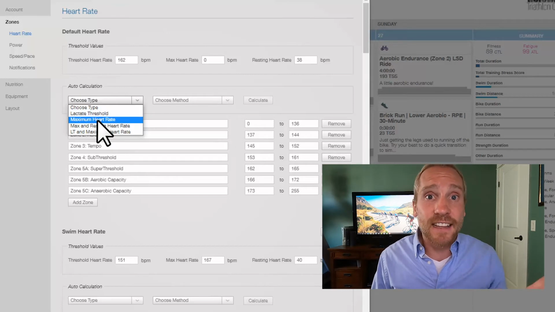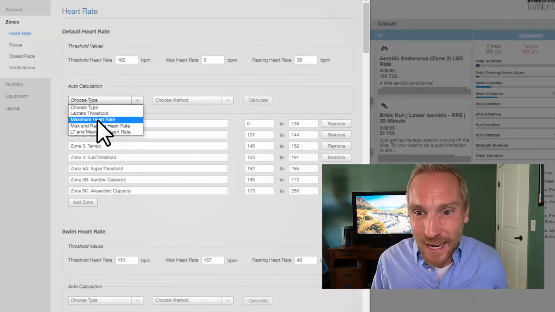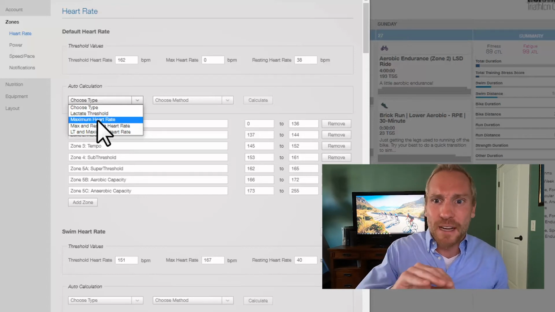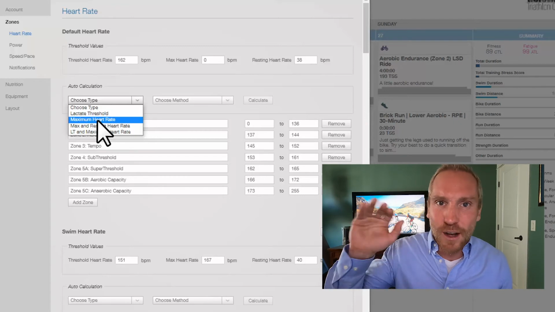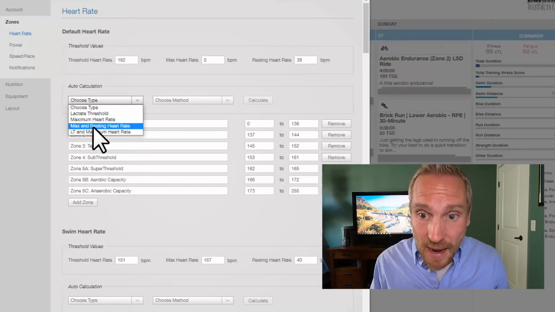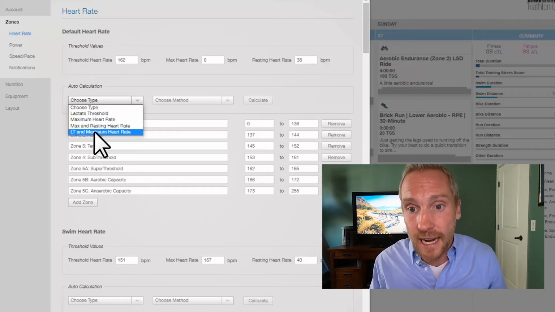Maximum heart rate is fine, but man, it's a painful test to do. Basically, you do intervals at your max intensity until you can't anymore because your beats per minute are no longer going any higher, and it is stressful. You can also use max heart rate and resting heart rate, so take two pieces of data, or lactic threshold and maximum heart rate.